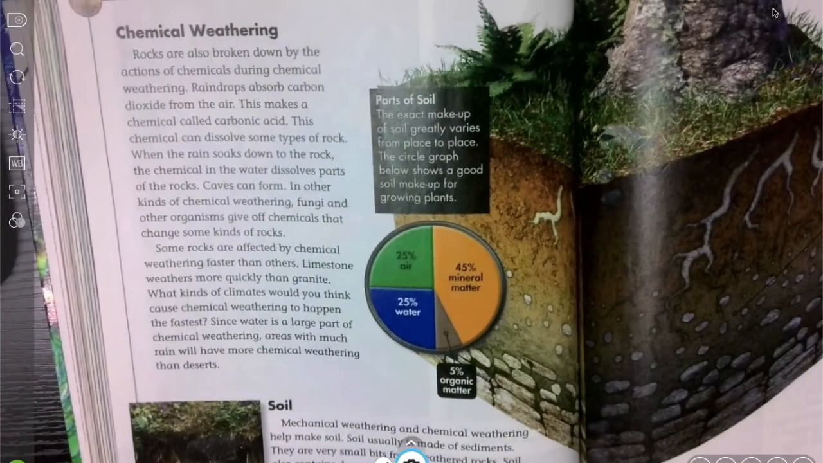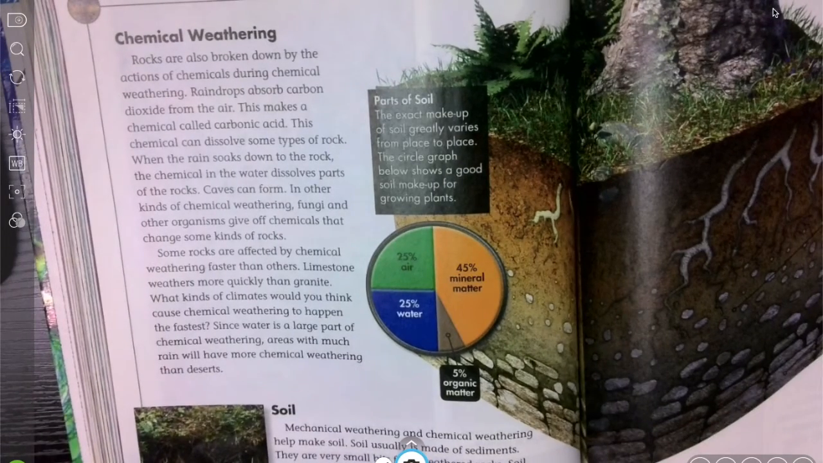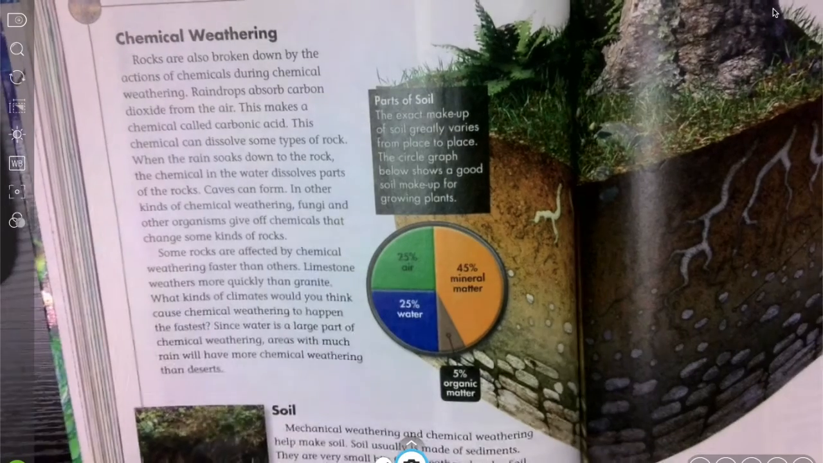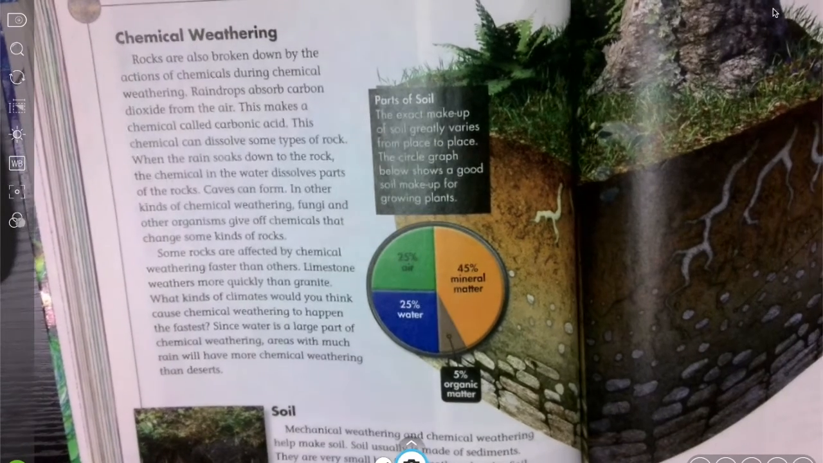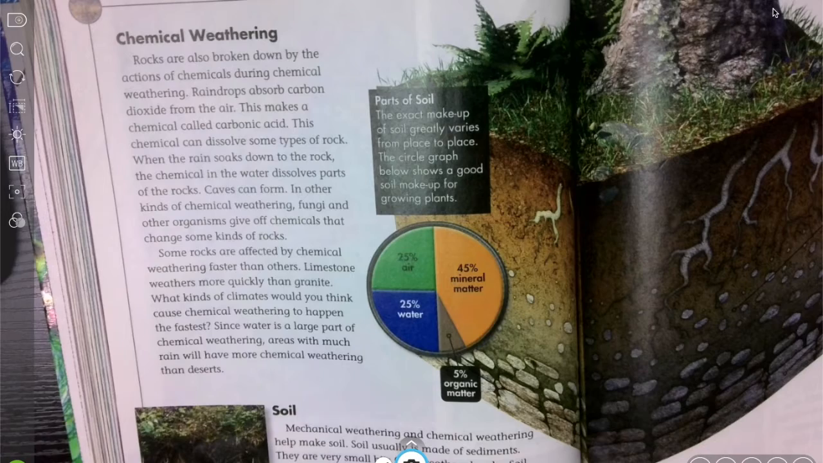I'm going to let you just look at the pictures and their caption on this next page, and we're going to go into chemical weathering. So rocks are also broken down by the actions of chemicals during chemical weathering. Raindrops absorb carbon dioxide from the air. This makes a chemical called carbonic acid. This chemical can dissolve some types of rock.